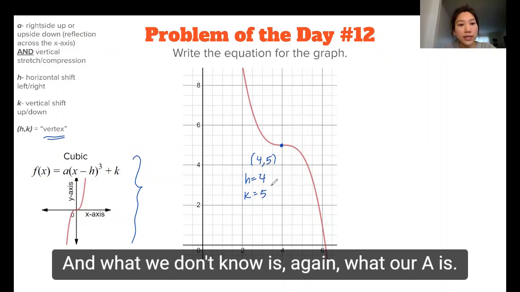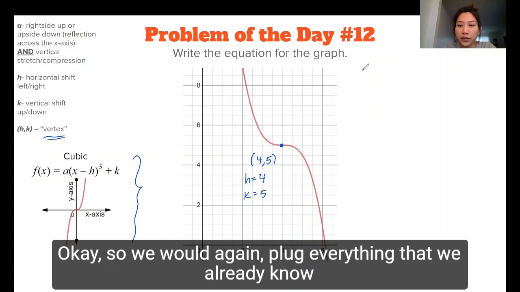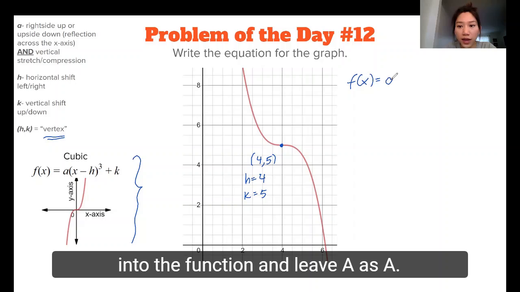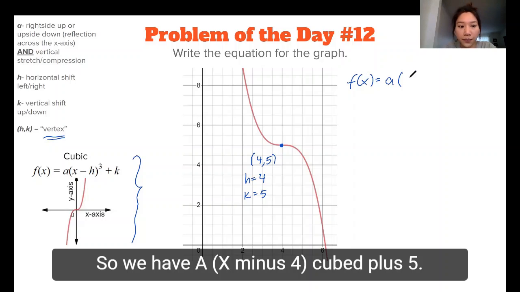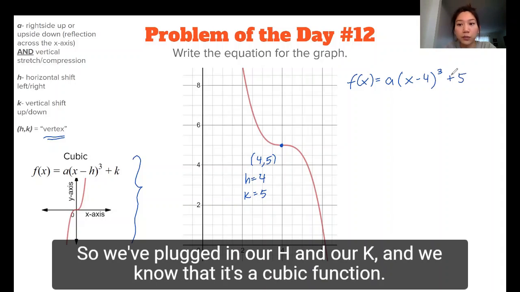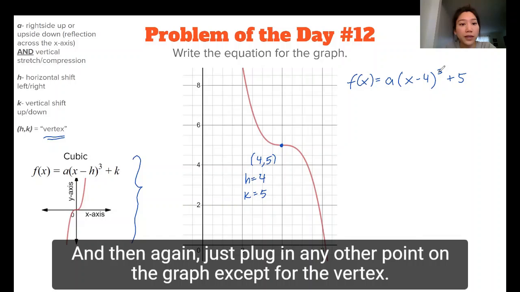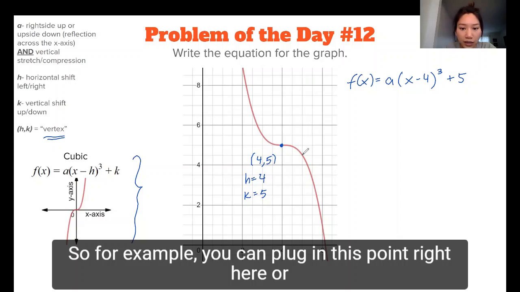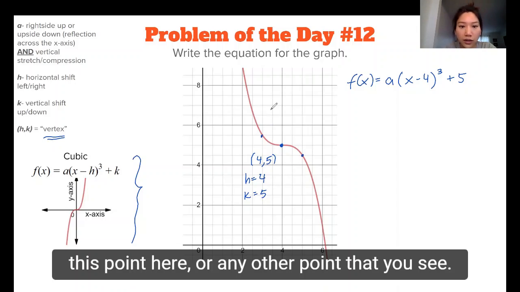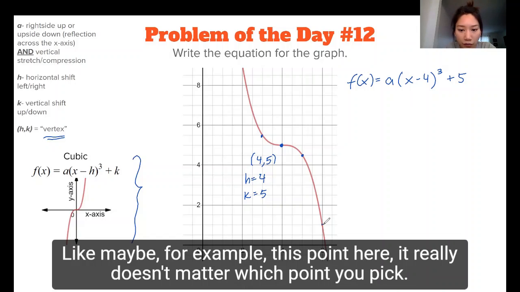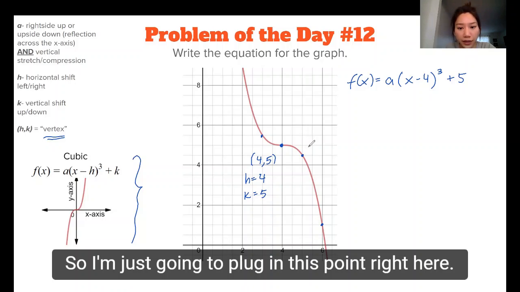What we don't know is, again, what our A is. So we would plug in everything that we already know into the function and leave A as A. So we have A times (x minus 4) cubed plus 5. We've plugged in our H and our K, and we know that it's a cubic function. And then again, just plug in any other point on the graph except for the vertex. For example, you can plug in this point right here, or this point here, or any other point that you see. It really doesn't matter which point you pick. So I'm just going to plug in this point right here.